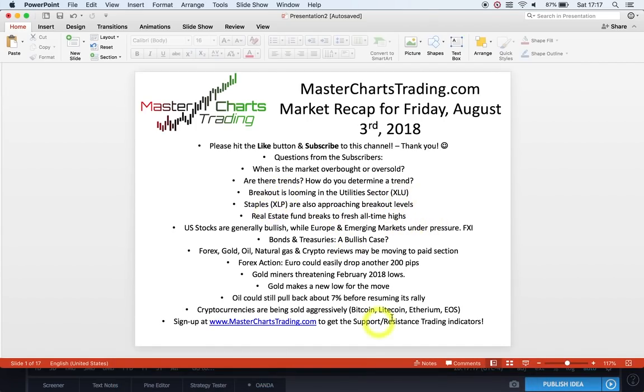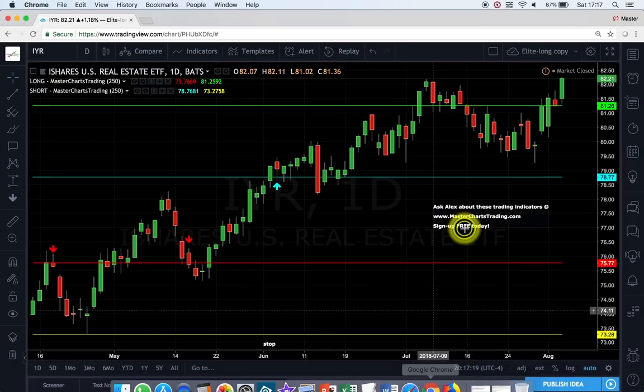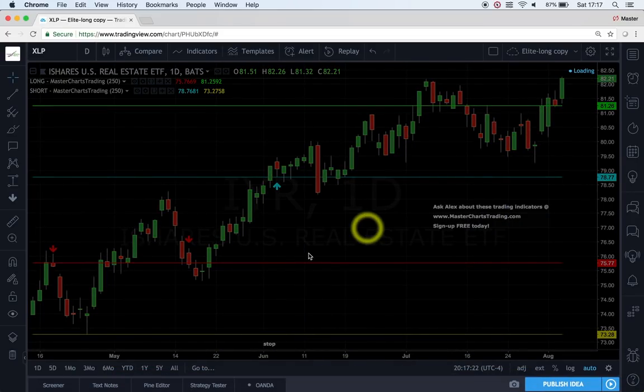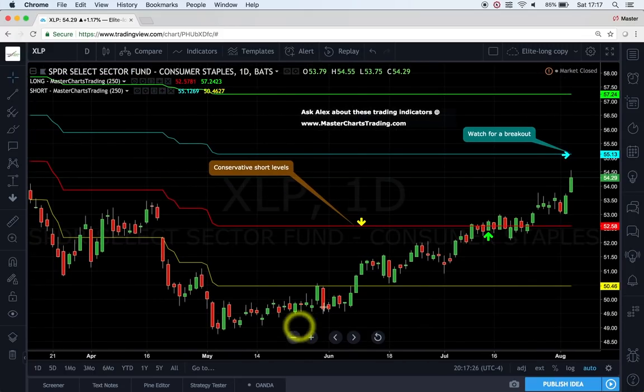The other one I wanted to touch upon is the XLP, also known as staples. So here the XLP. Also kind of approaching those breakout levels. Sure as heck looks like it wants to go higher.